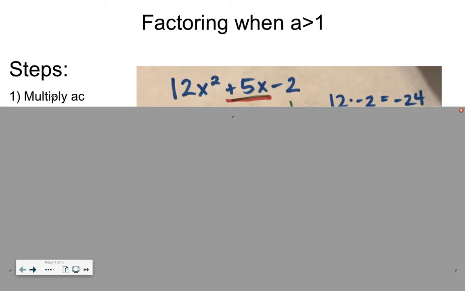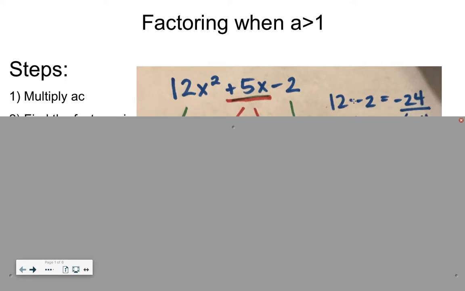The first step is we want to multiply a times c. Normally we would just take c and look for factor pairs of c that add to b. This time we're going to do a times c first, and then we'll look for our factor pairs. So a times c, as you can see right here, would be 12 times negative 2, which is negative 24.